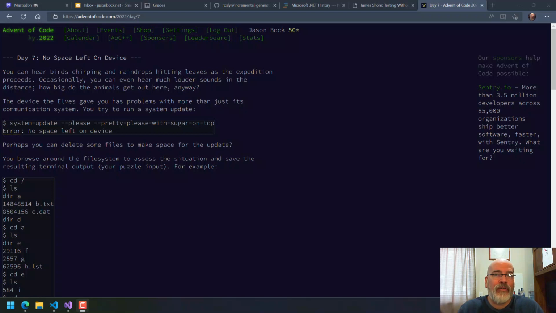Day 7, you're basically doing an emulation. Took me a second to think of the word emulation. Emulation of a file system. For the first part, you need to find a directory of a certain size, but no more. And then the second one is you need to find a directory that you can delete with another condition.